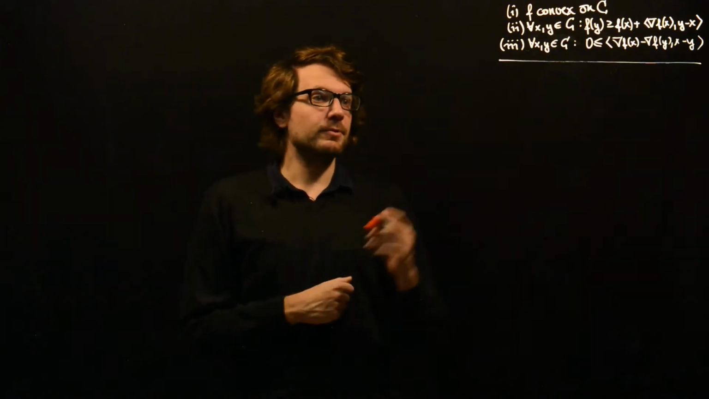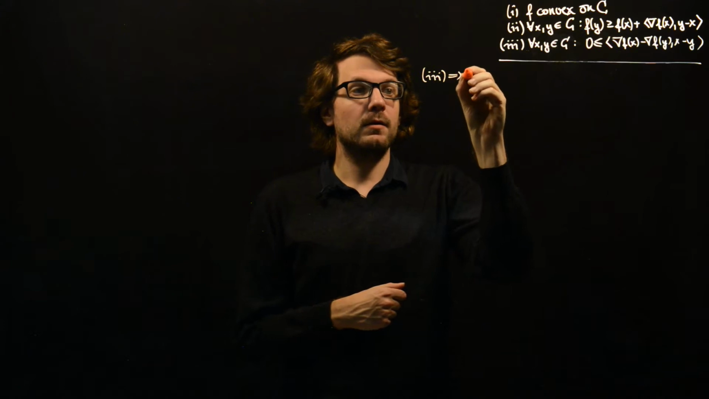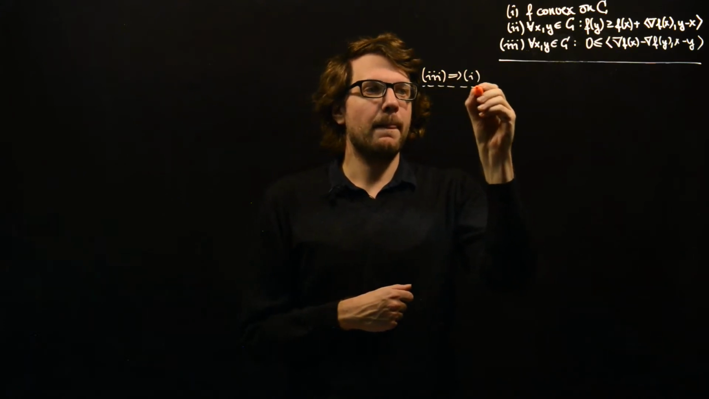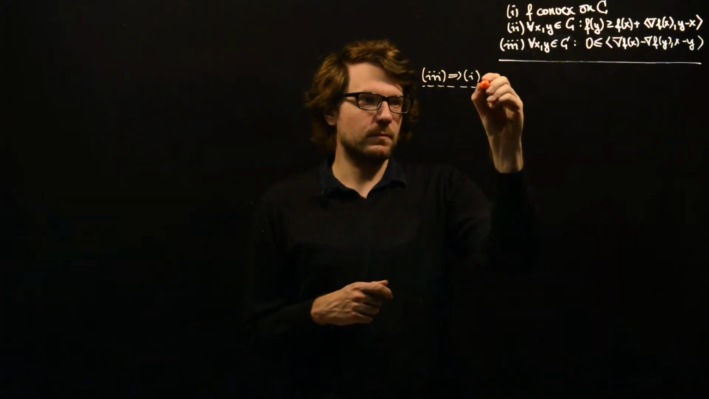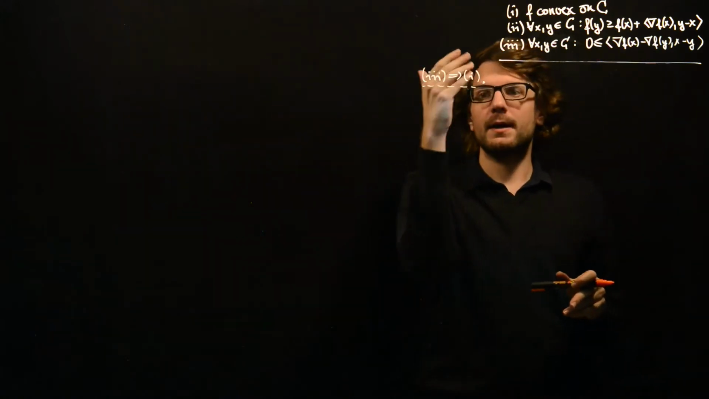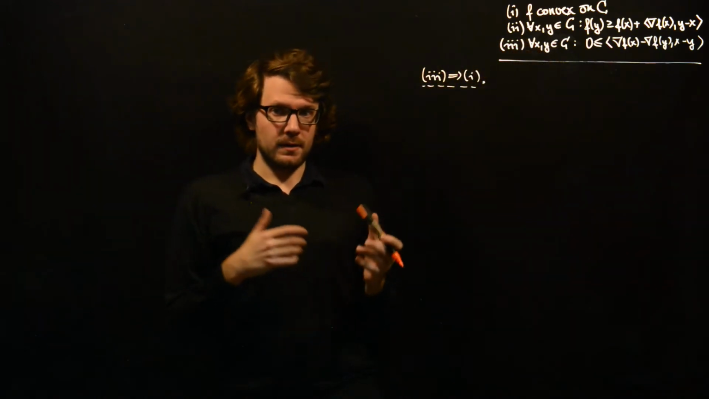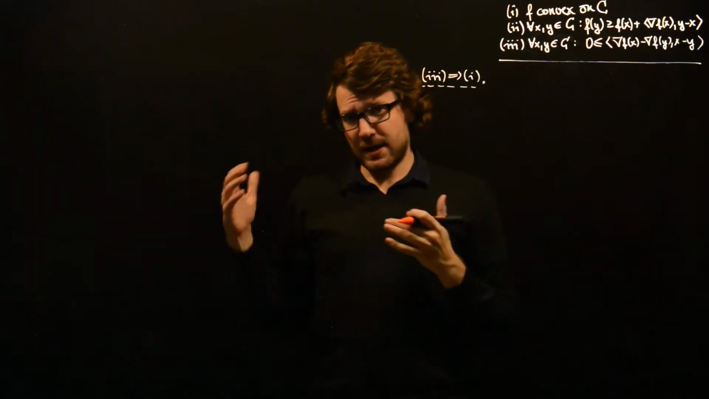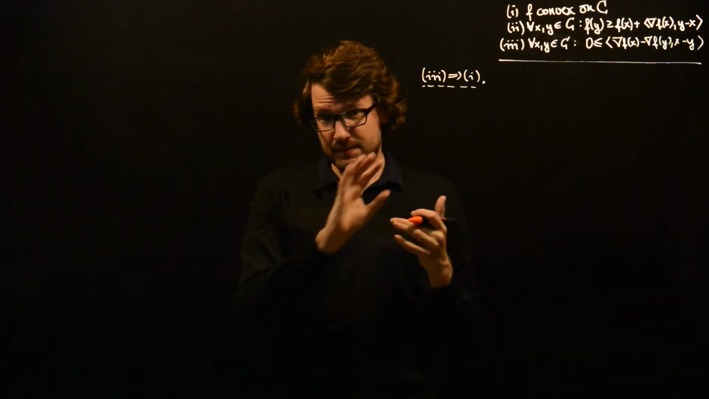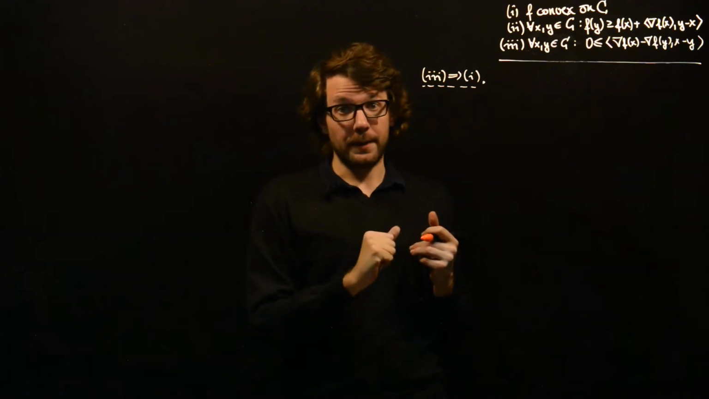Okay, let's prove the missing direction from 3 to 1. So we assume this, and we want to show that the function f is convex on C. This means that we want to compare f of (1 minus lambda) x plus lambda y with f of x and with f of y.